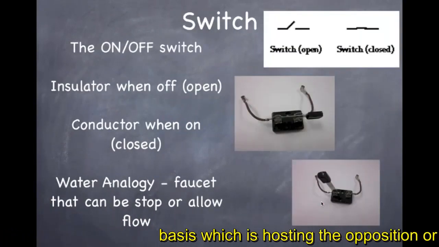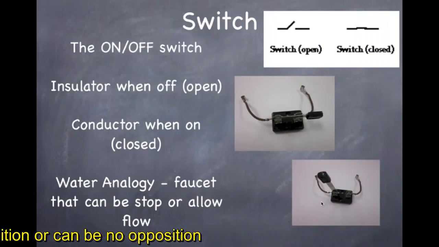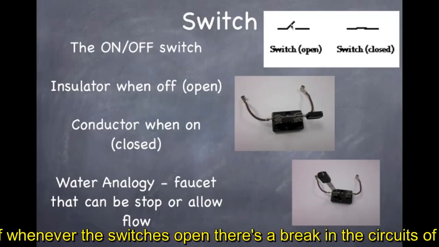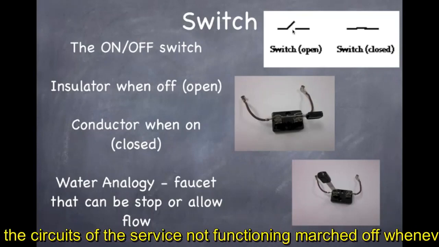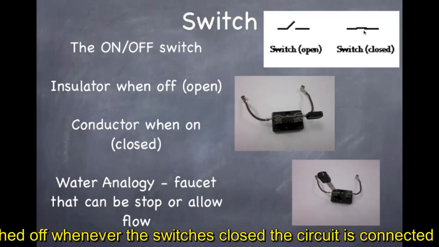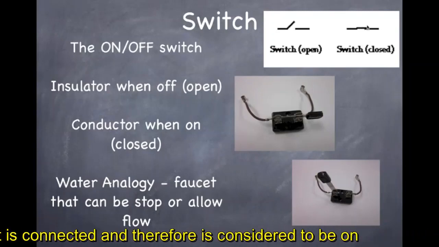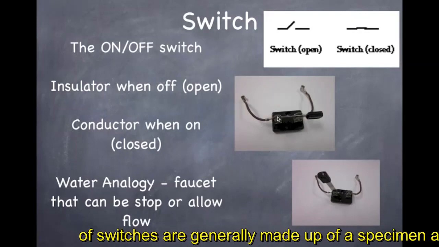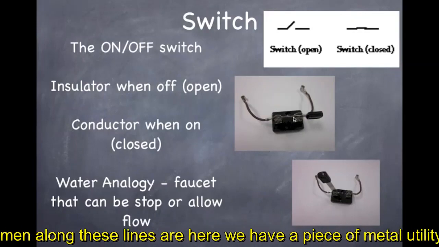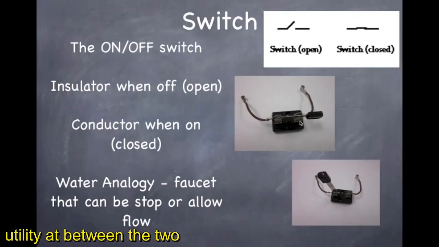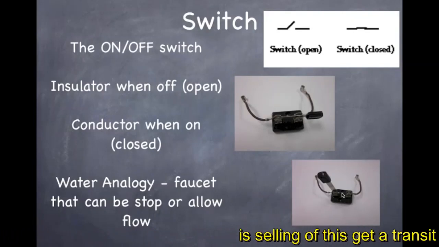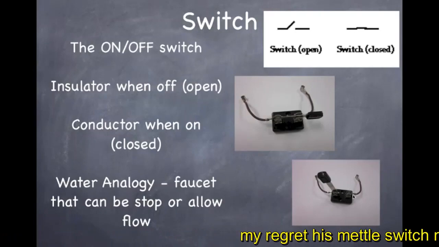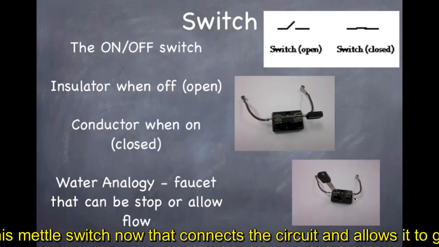Next, we have the switch. The switch can be in the on position or it can be in the off position. Whenever the switch is open, there's a break in the circuit, so the circuit is not functioning or it's off. Whenever the switch is closed, the circuit is connected and therefore it is considered to be on. Switches are generally made up of something along these lines right here, where you have a piece of metal and a gap between the two. When you have this gap, electrons or charge can't flow through, and whenever you bring this metal switch down, it connects the circuit and allows it to go.